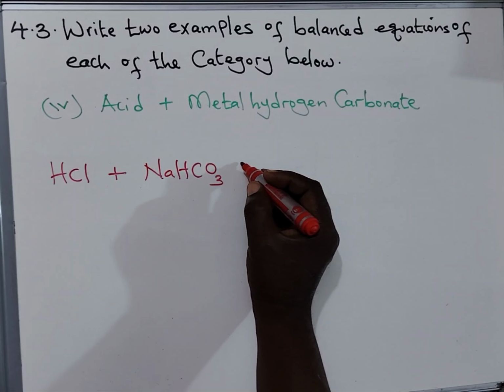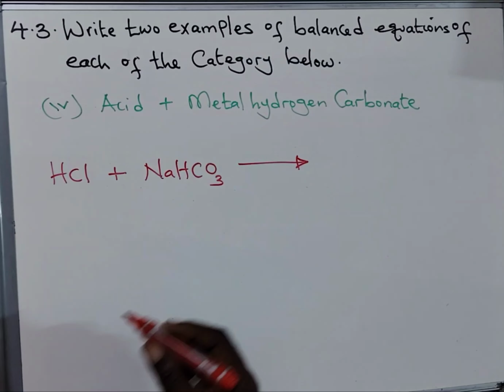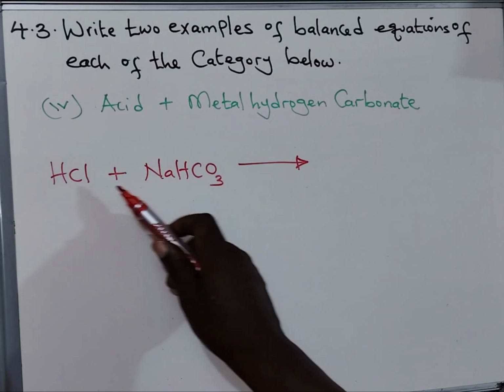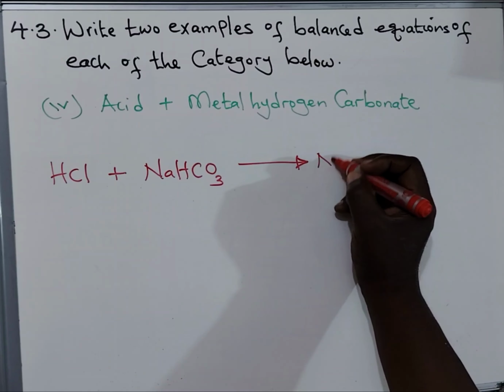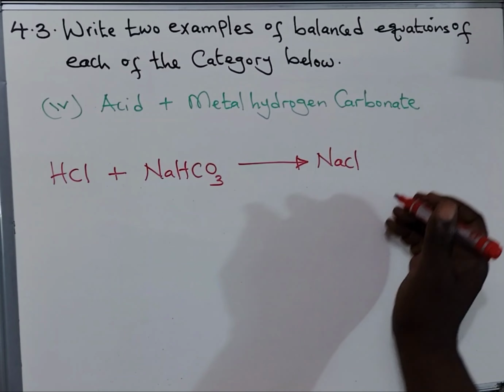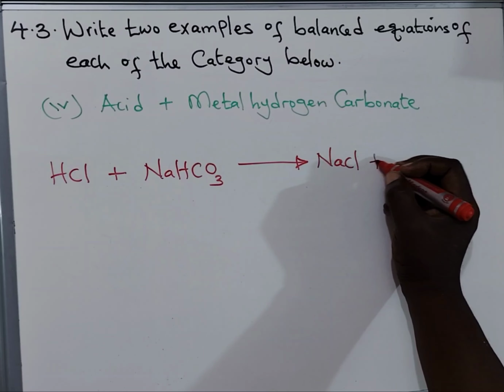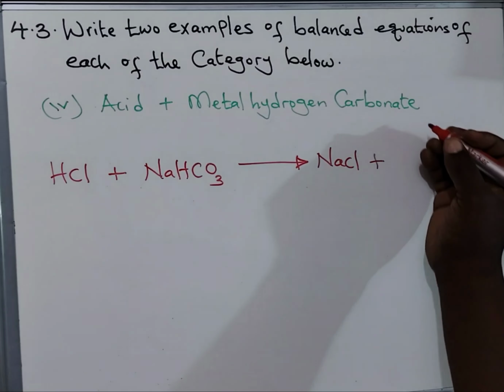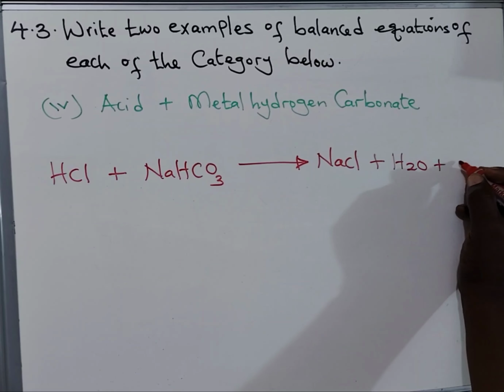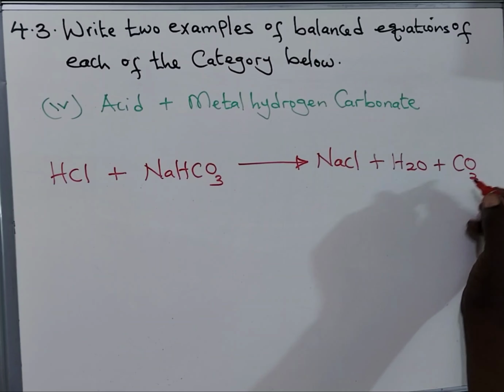So what do we get here? What we get is going to be, this sodium attacks that one, so we have sodium chloride. And what else do we have here? We have carbonic acid, which gives you 2 products. The products are always water and carbon dioxide.